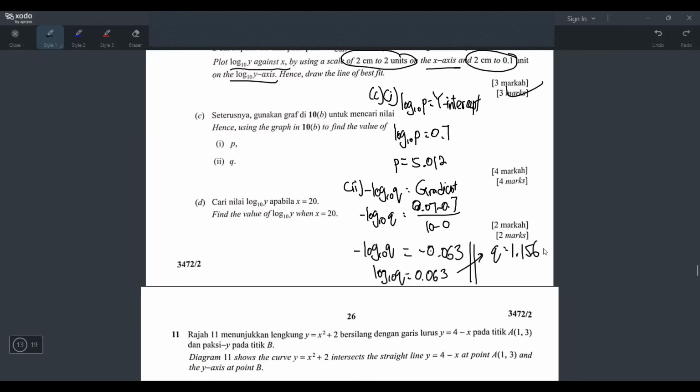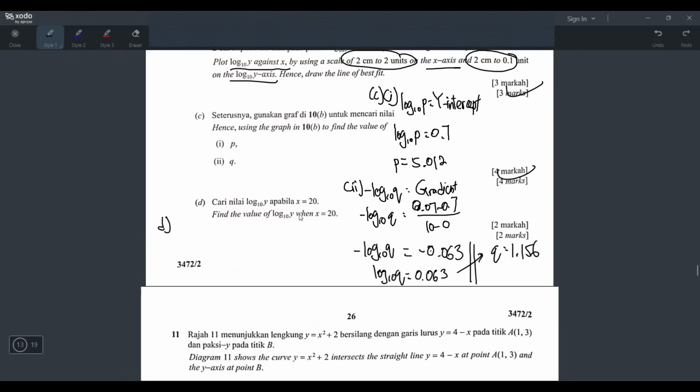Okay, according to the schema, they write 1.151, right? But it's close enough lah. Okay, so this is how I do question C. So 4 marks for this. Okay, sudah siap. Now we continue with part D lah.